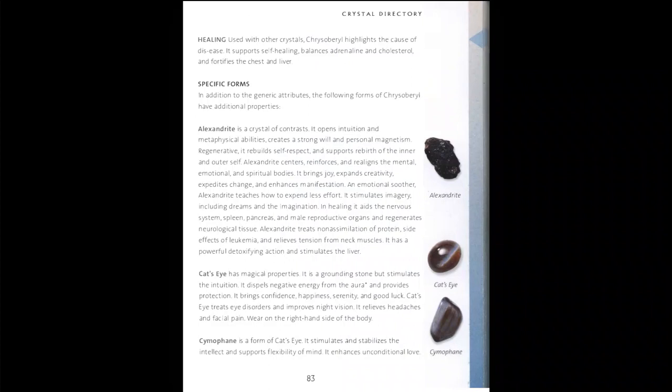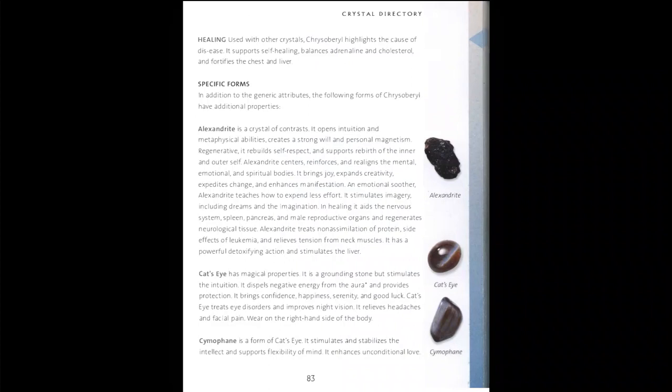An emotional soother, Alexandrite teaches how to expend less effort. It stimulates imagery, including dreams and the imagination, and healing. It aids the nervous system, spleen, pancreas, and male reproductive organs, and regenerates neurological tissue. Alexandrite treats non-assimilation of protein, side effects of leukemia, and relieves tension from neck muscles. It has a powerful detoxifying action and stimulates the liver.